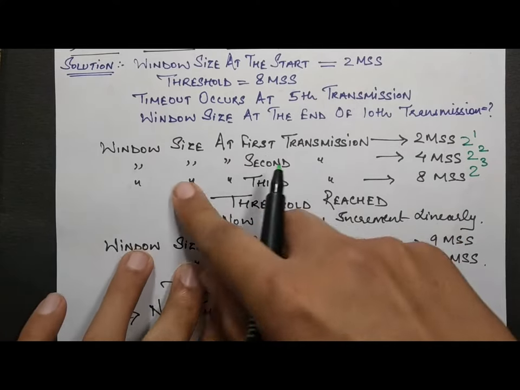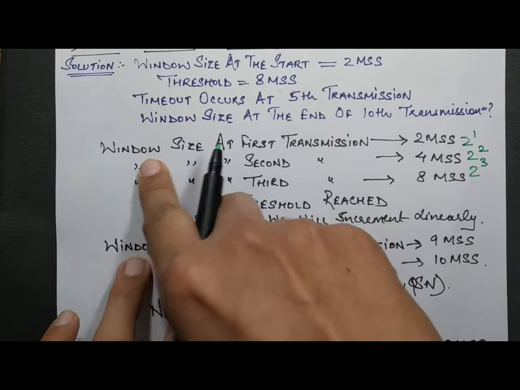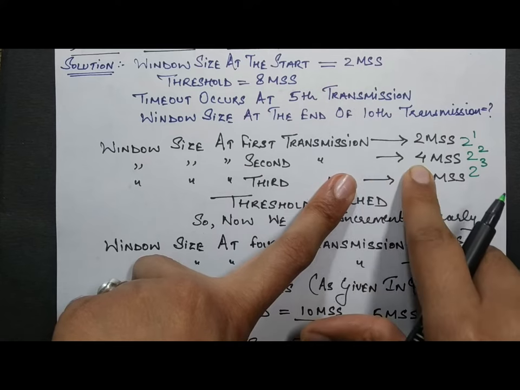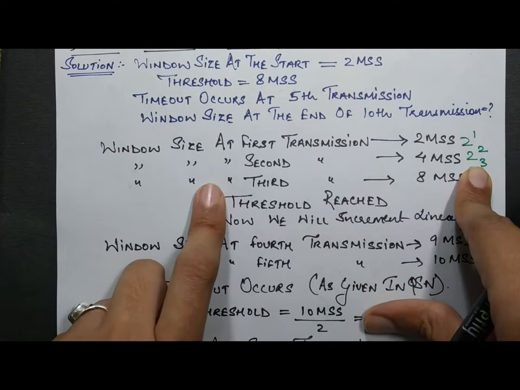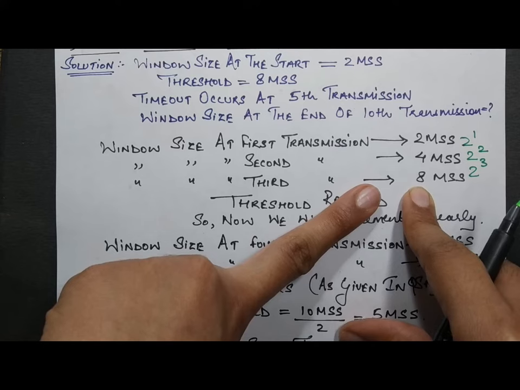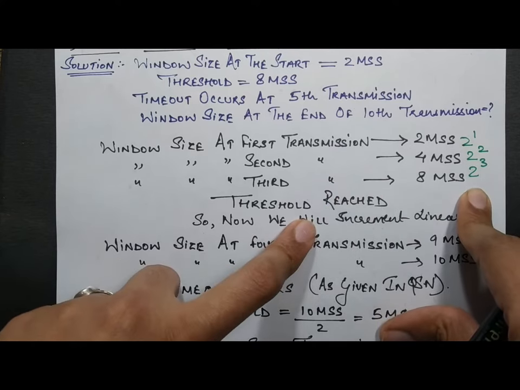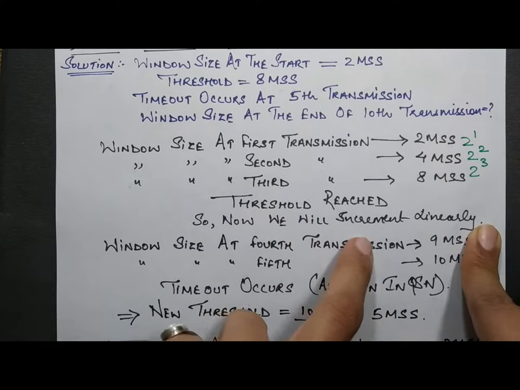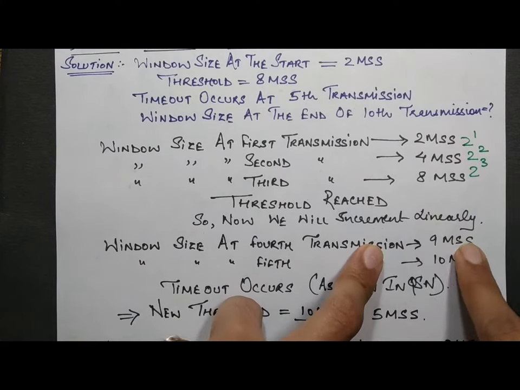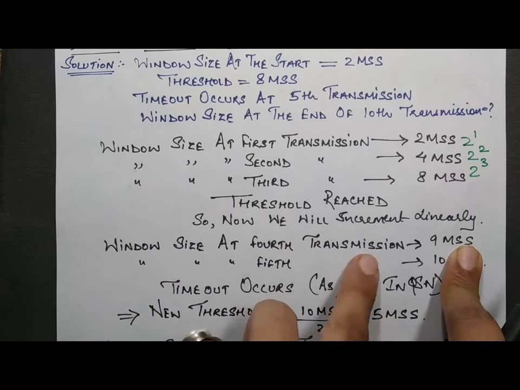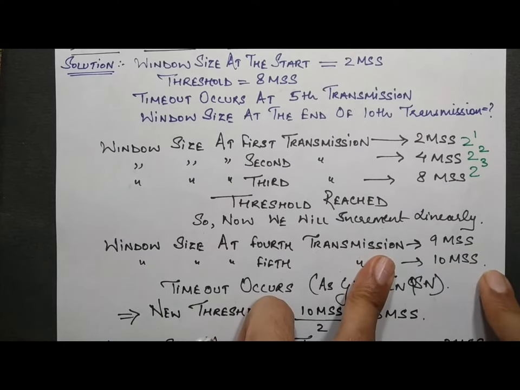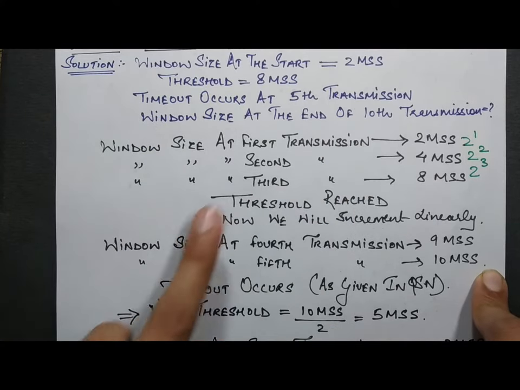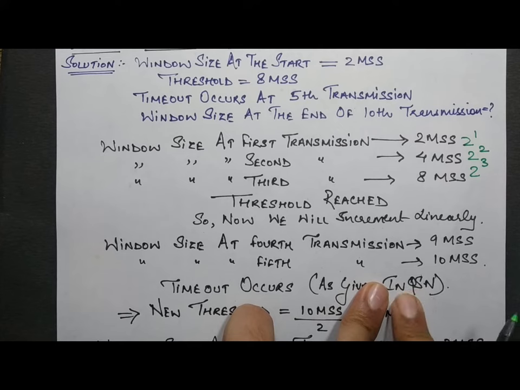Let's check it once again. Window size at the first transmission is 2 MSS. At the second, you multiply it by 2, you get 4 MSS. At the third, you multiply it by 2, you get 8 MSS. Threshold is reached. Now we'll increment it linearly. Window size at the fourth transmission is 8 plus 1, 9. Window size at the fifth transmission is 9 plus 1, 10. It's given that the timeout occurs at the fifth transmission. So that means now the timeout has occurred.